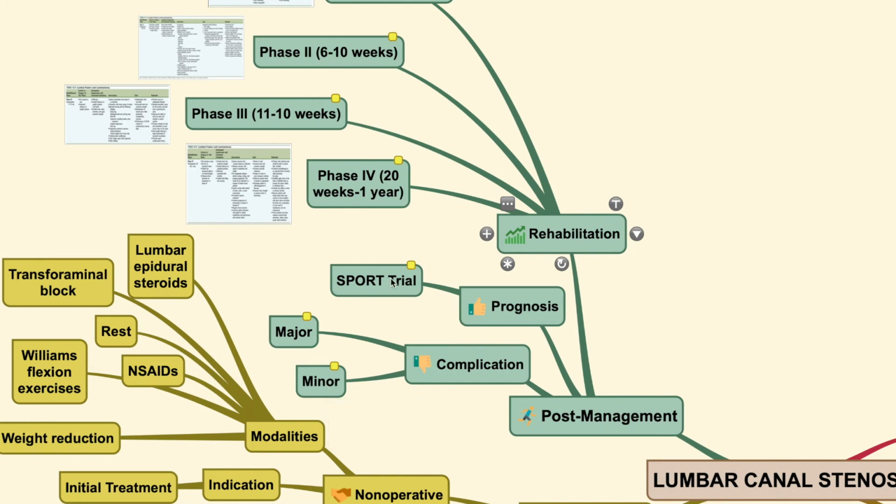Now the prognosis, according to the SPORT, also known as the Spine Patient Outcome Research Trial, shows that around 4 years of follow-up, there is significant improvement in the primary outcome measures for the operative group compared to the non-operative group, which shows that the outcome is generally almost the same for the operative as compared with the non-operative group.